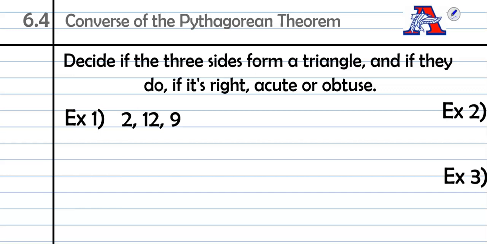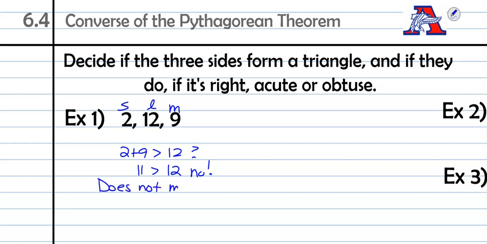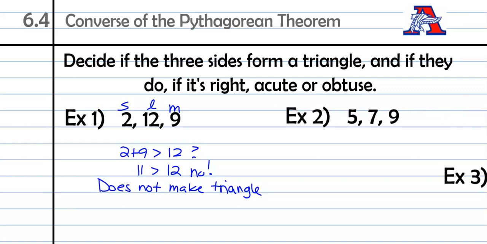First example, we have sides of 2, 12, and 9. Step 1, check and see if it's actually a triangle. So 2 is small, 9 is medium, 12 is large. Let's double check. Let's do 2 plus 9 and see, is that bigger than 12? Well, 2 plus 9 is only 11, and 11 is not bigger than 12. So this one does not make a triangle. That's kind of good news. It's less work for us. We don't have to do any more than that because those 3 sides don't even form a triangle.